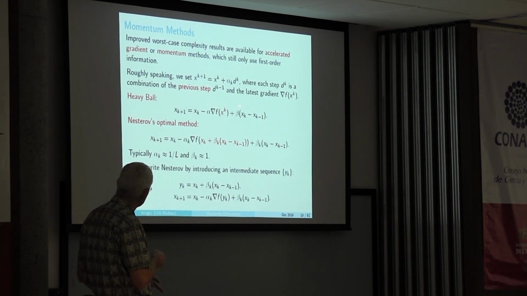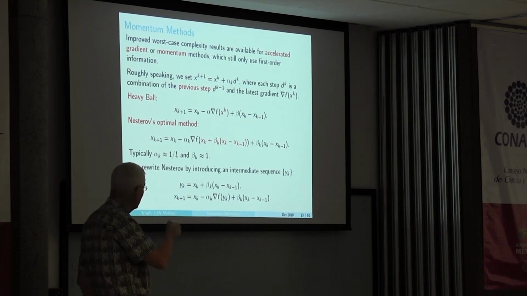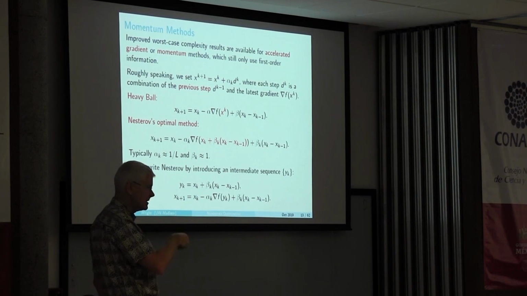But the Russians invented heavy ball sometime maybe in the 70s. And in this method, you just take a gradient step here, you take the momentum part here, and you choose a constant alpha and beta. Usually the beta is close to 1, a little bit less than 1, and alpha is very small. It's like 1 over L again, just like in the short step steepest descent. So that's the heavy ball method.